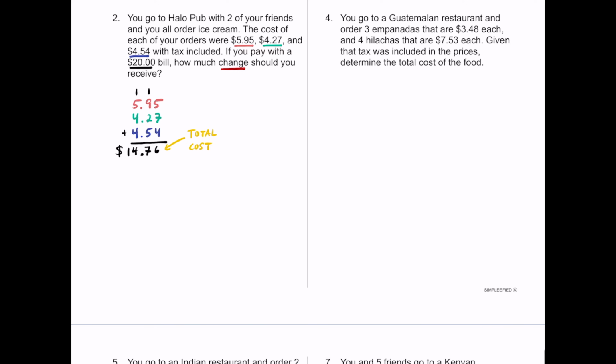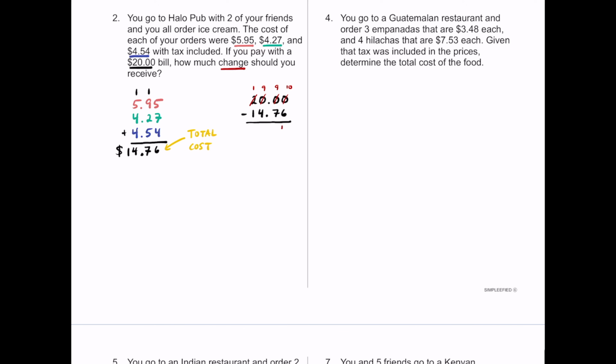Now, as for the change, we're paying with a $20 bill. So let's take $20 and subtract this $14.76 from it. Okay, if we do so, we're going to have to borrow just like in the last example. So we can borrow from this and make it a 1. This becomes a 10, but we're going to have to borrow again.